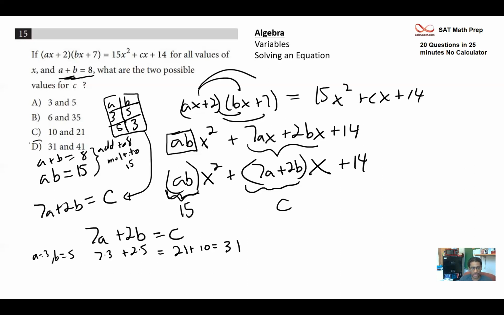Right now, we can answer this question. It's the only one that has 31 in it. But double check, though. When a is 5 and b is 3, we get 7 times 5, which is 35, and 2 times 3, which is 6. Yes, we do get the 41.